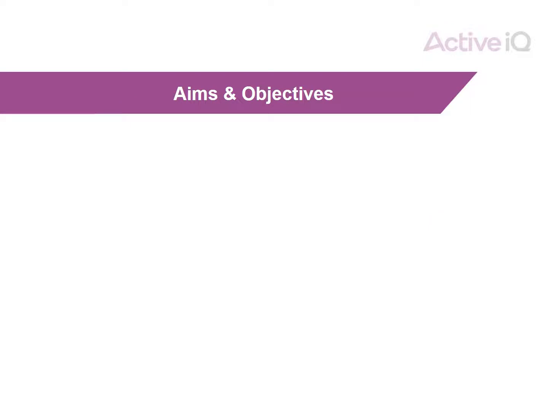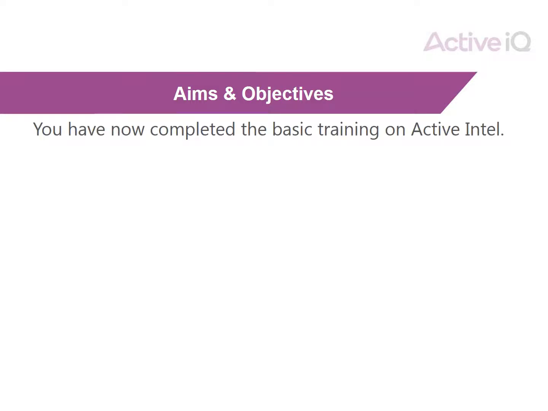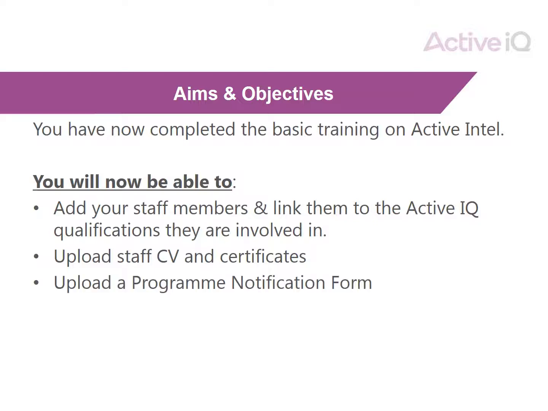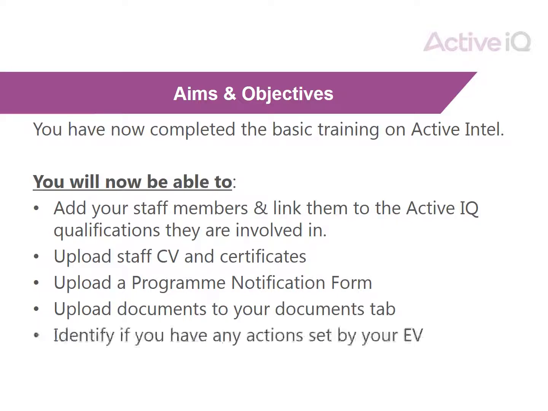Okay, so well done and welcome back. Let's review the original aims and objectives. You've now completed this basic training on Active Intel, and hopefully now you've got the confidence to be able to add your staff members and link them to the Active IQ qualifications that they're involved with, upload your staff CVs and certificates, upload a program notification form, upload documents to your Documents tab, identify if you have any actions set by your EV, and also locate items in your inbox.